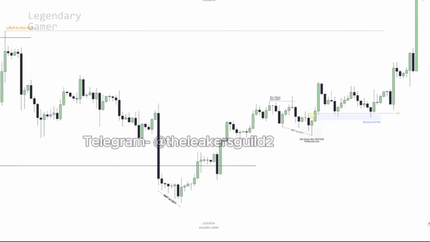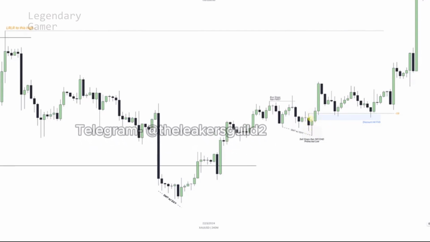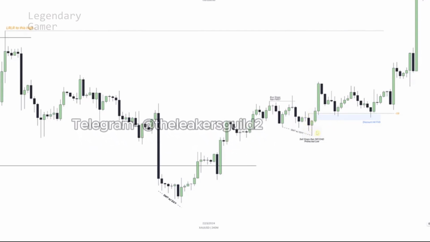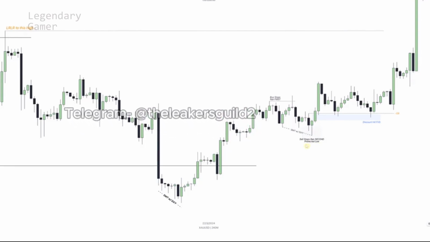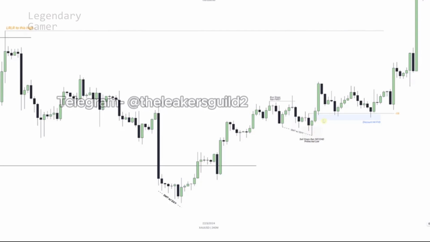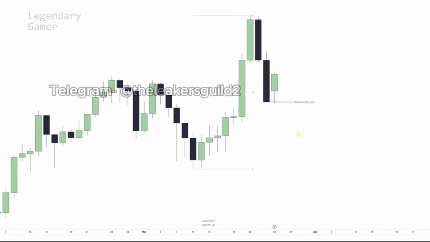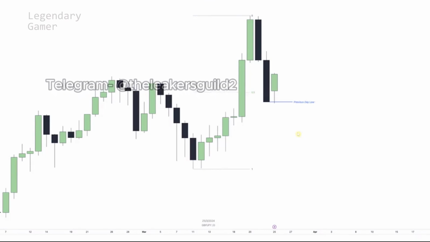Yes, right, because we have a discount fair value gap coupled up with that high probability order block. So we know, because this is highly likely to be a protected low, that you can put your stop loss below that order block and enter from that discount fair value gap. Right, so let's head in on the next example over here.